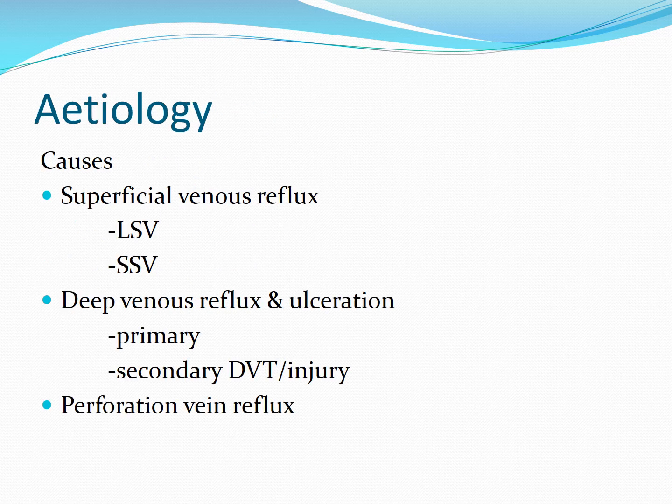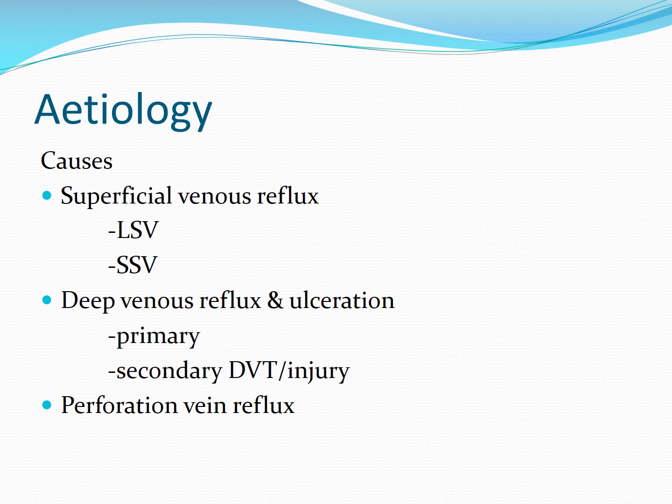What are the causes of chronic venous insufficiency? It may be superficial venous reflux, or in simple words, varicose veins. Varicose veins affect either your long saphenous venous system or short saphenous venous system. So when you examine a patient, this is the first sign you should elicit: the affected territory.